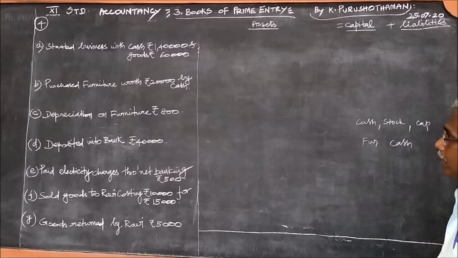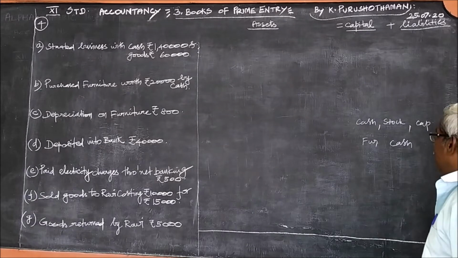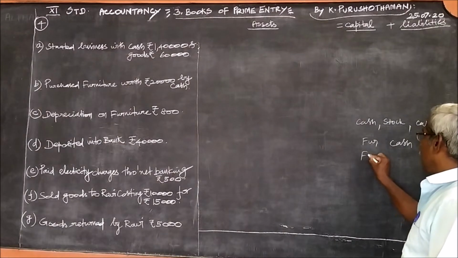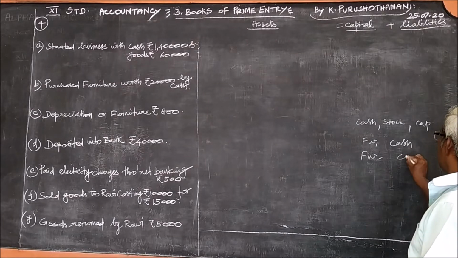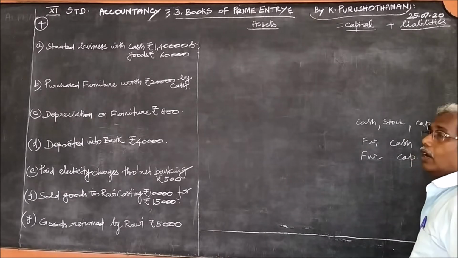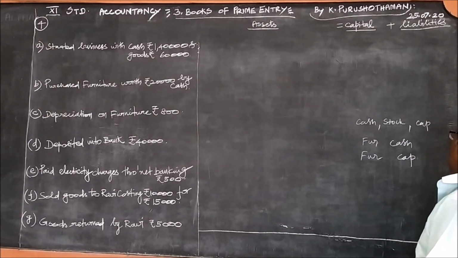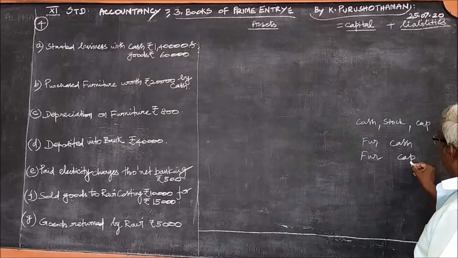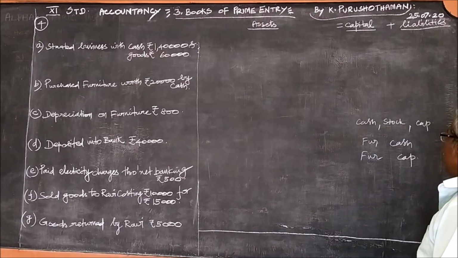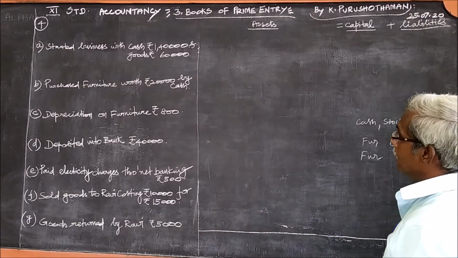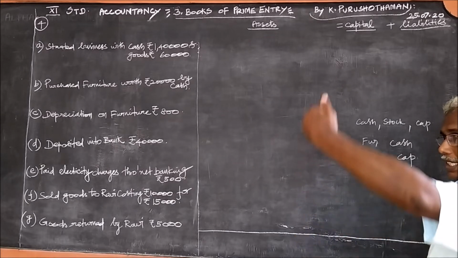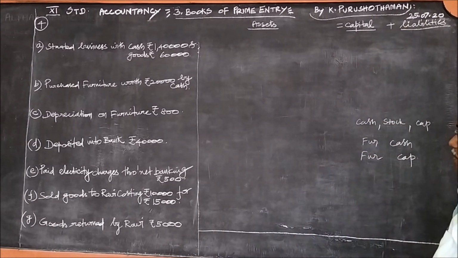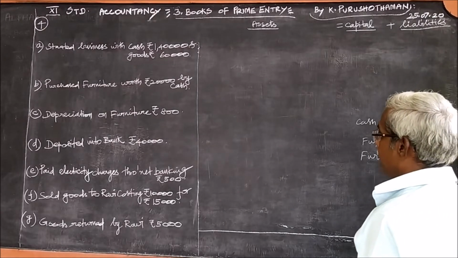Then the third transaction, depreciation on furniture, rupees 800. It reduces the value of furniture, therefore furniture will appear here, and also it will reduce the value of capital also. Therefore, another item is capital. That is depreciation on furniture, rupees 800. So it decreases, it is a loss. I shall explain once again later.